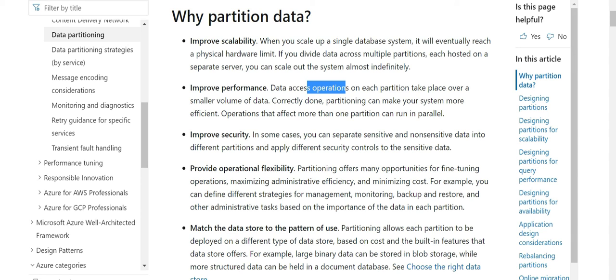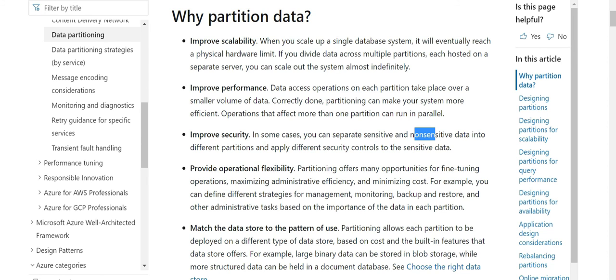Now security, how does it improve? You can maintain sensitive and non-sensitive data in different partitions. You can maintain SSN numbers and passport numbers in one partition. You can maintain some other data, like web sentiment data, which is non-sensitive, in another partition.